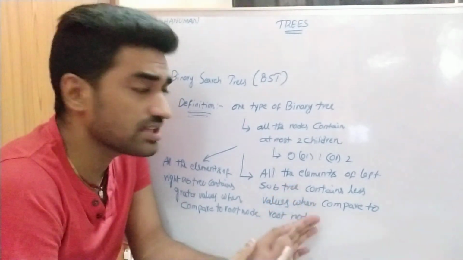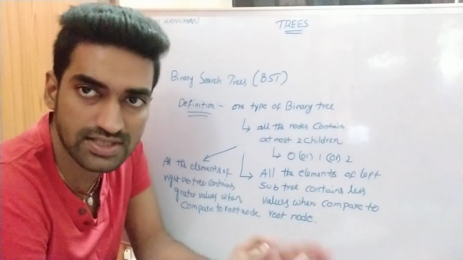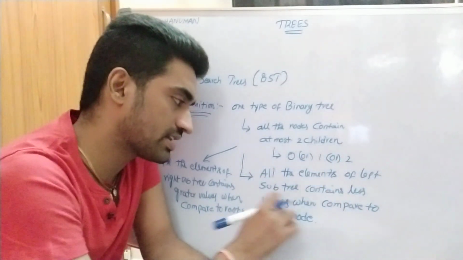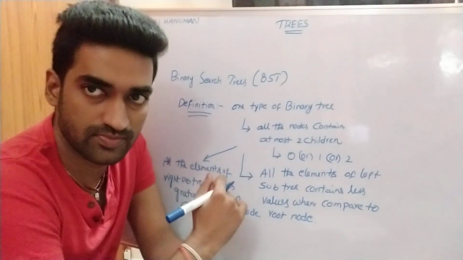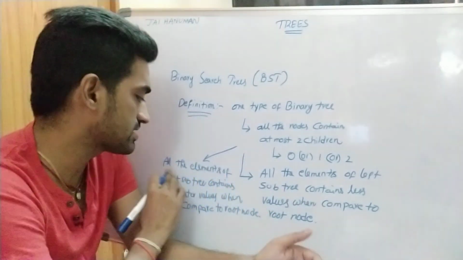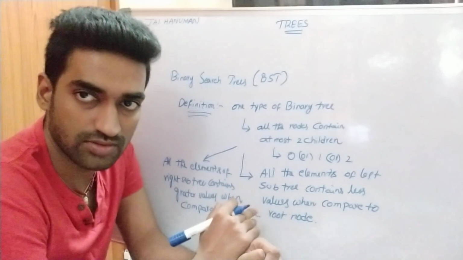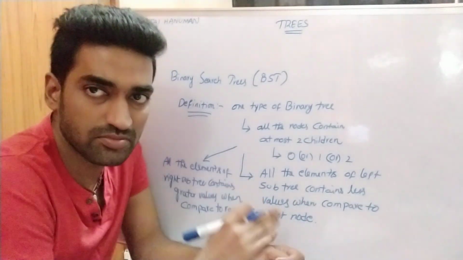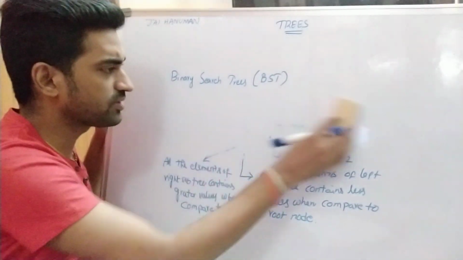So a binary search tree is one type of binary tree which contains at most 2 children, either 0 children or 1 child or 2 children. In addition to that, all the elements of the left subtree contain lesser values when compared to the root node, as well as all the elements of the right subtree contain greater values when compared to the root node, right? So these are the properties supported by the binary search tree. Then here I am writing one example for a binary search tree.